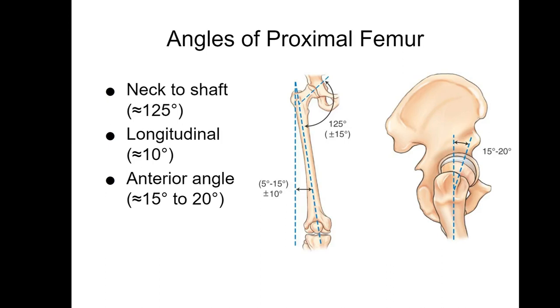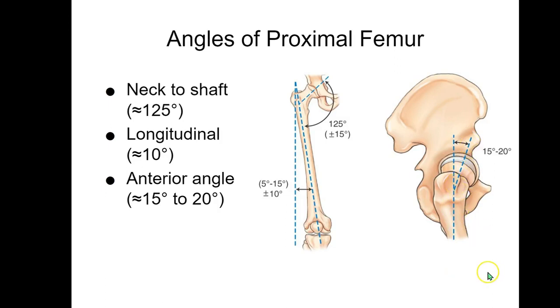Okay, the second angle that I want you to be familiar with is the angle of the neck and the head of the femur. So let's look at this diagram here. Notice this dotted line refers to the plane of the femur, or the body or shaft of the femur, and this dotted line refers to the angle of the head and the neck.